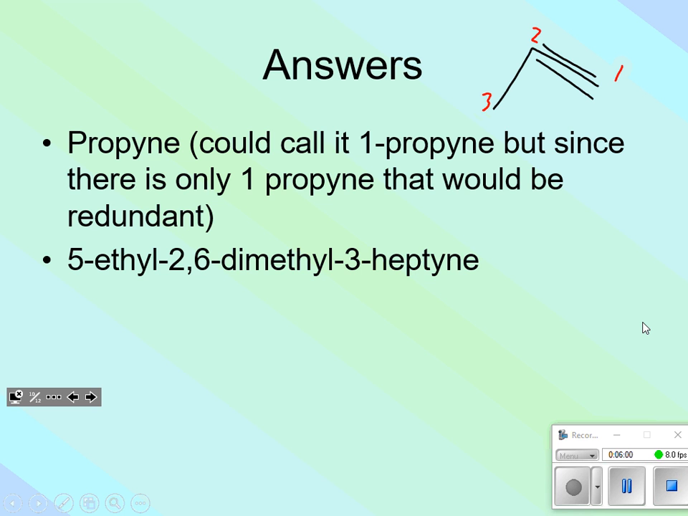Does it matter, when you're naming it, what you put first, in terms of methyl or ethyl? Ethyl has to come first. Yep, alphabetical order. Ethyl comes before methyl. Oh, I thought it was numerical.